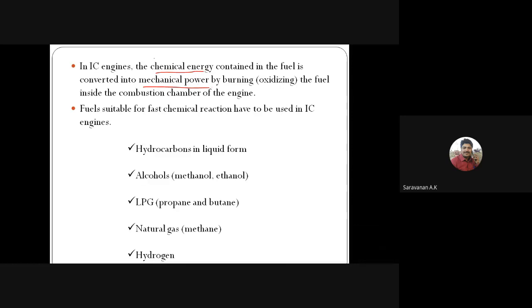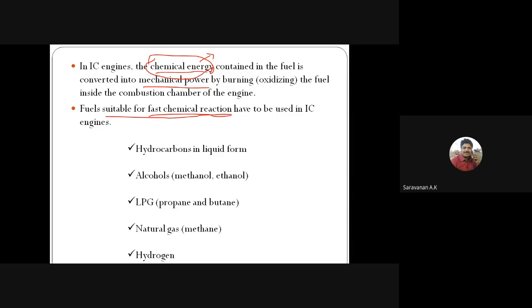So here the important one is the fuels, that is the chemical energy, right? So the fuel has to convert into thermal energy. At a faster manner the chemical reaction has to take place, then only we can get thermal energy in a fast manner and the mechanical output also in a fast manner, right? So the fuels must be suitable for the fast chemical reaction. It's a mandatory one, right?